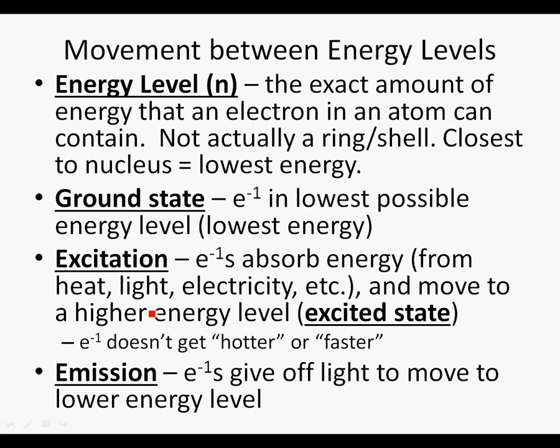Okay, the ground state is when the electron is in the lowest possible energy level. It can't drop anymore. Excitation, when it absorbs energy, goes to a higher energy level. That's called an excited state.